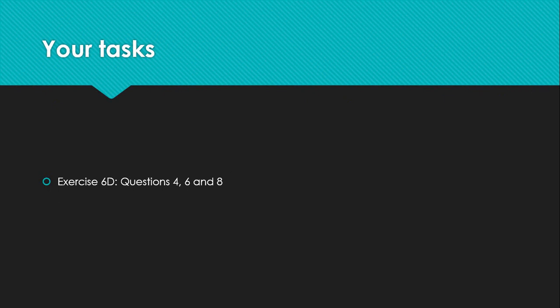Now your tasks for this lesson are as follows. I want you to do exercise 6D, questions 4, 6 and 8. It doesn't seem like much, but on questions 4 and 6, you've got quite a lot of simplification stuff to do. Question 4 is obviously just a little bit easier because it's just a Pythagoras looking thing, but 6 has got quite a lot of stuff and 8 has got quite a lot of stuff.